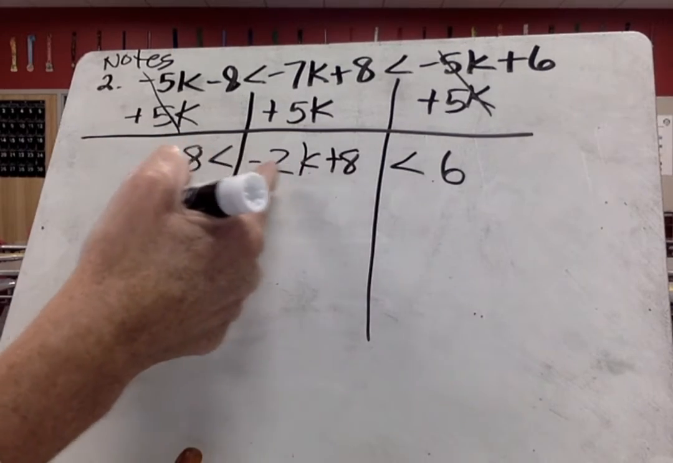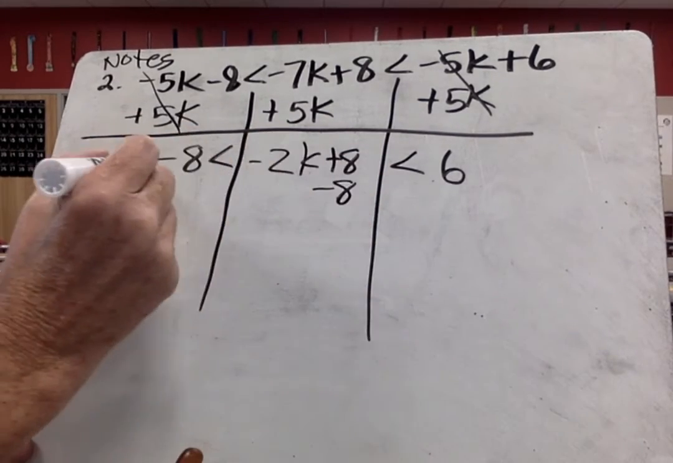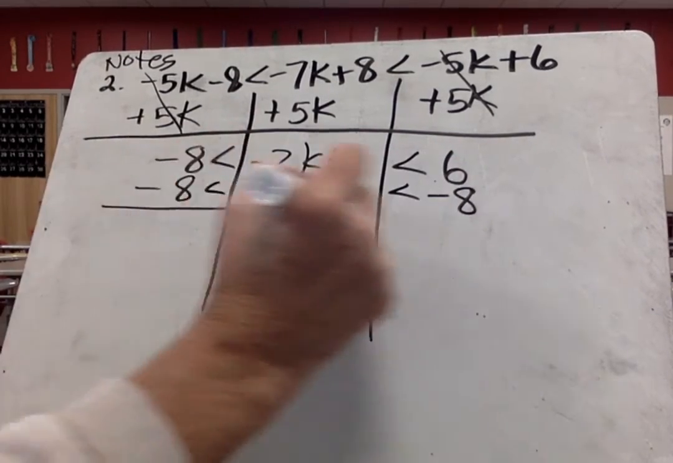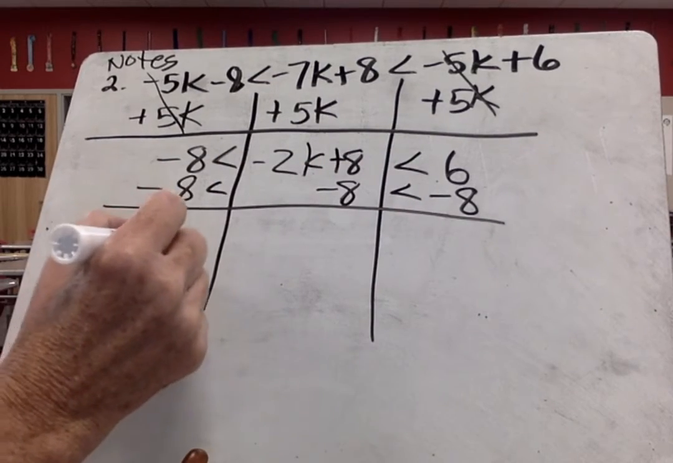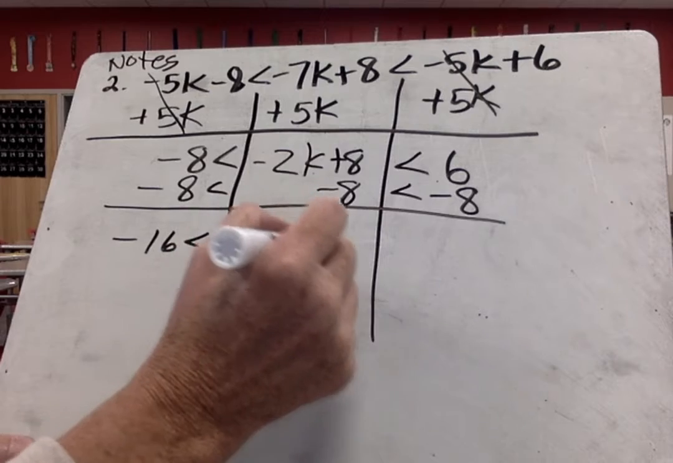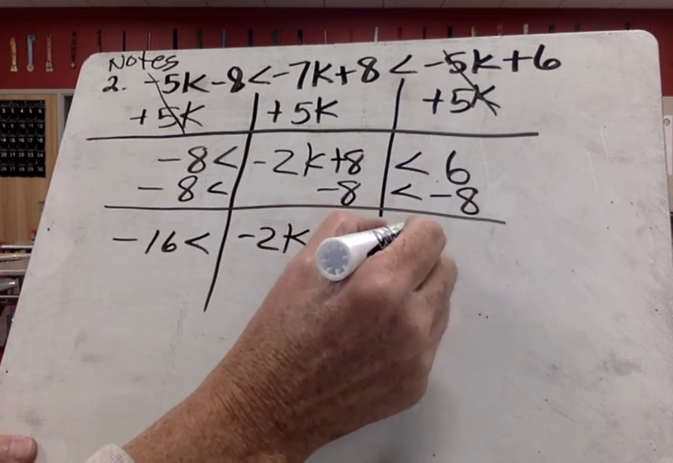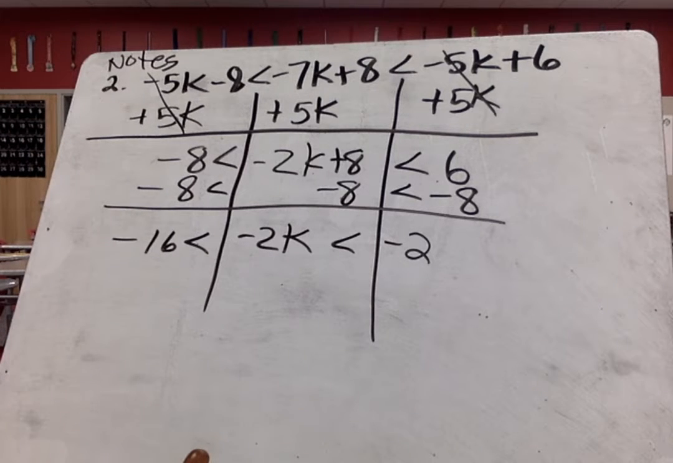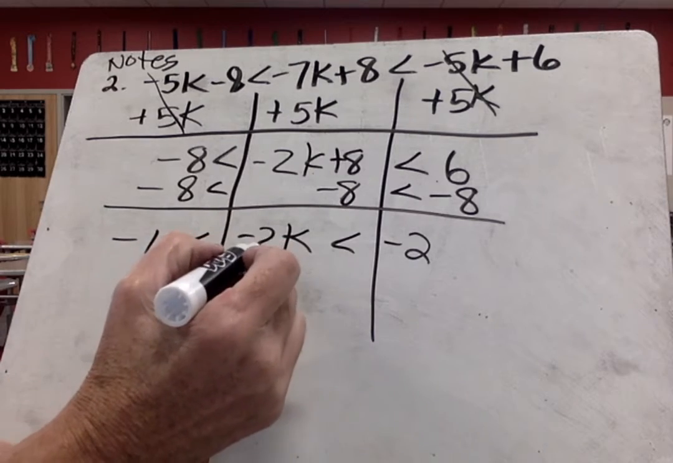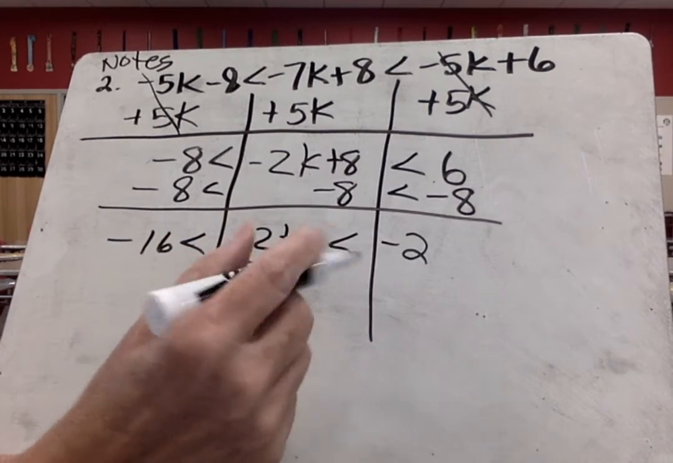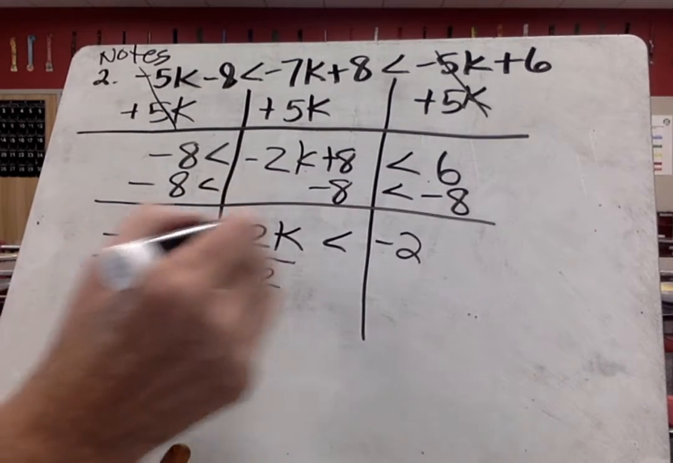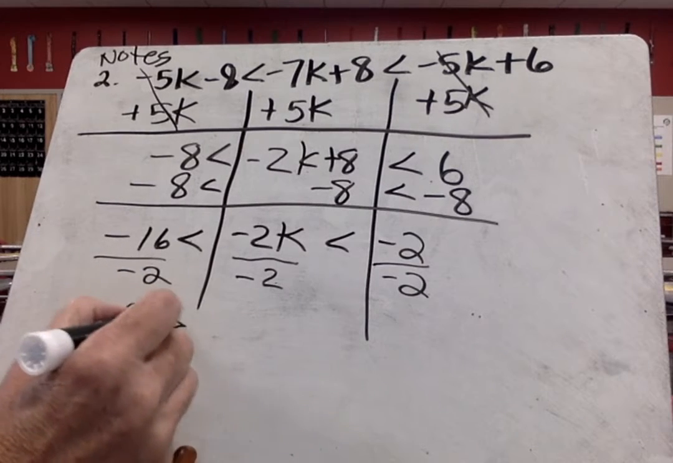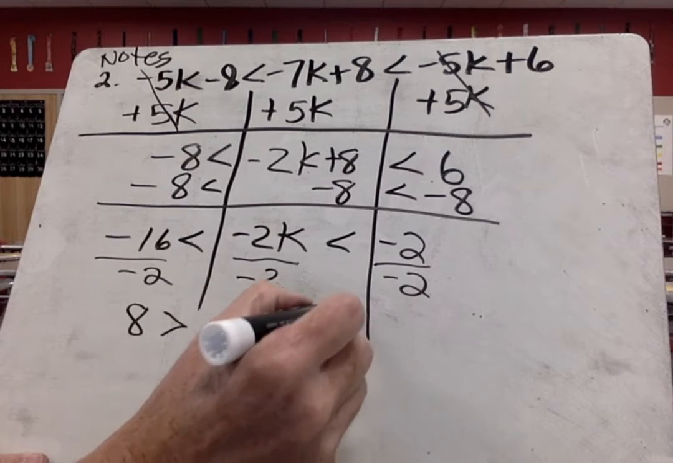Next, I'm going to go ahead and focus right here. I'm going to go minus 8, minus 8, minus 8. So this will be negative 16 is less than negative 2k is less than negative 2. I didn't switch the sign because, again, I'm just adding or subtracting things. It's only when I divide that I might need to switch the sign. Oh, guess what we're going to do next? Divide by negative 2. And we have to divide everything by negative 2, which means we're going to have to switch the signs. So 8 becomes greater than k becomes greater than 1.